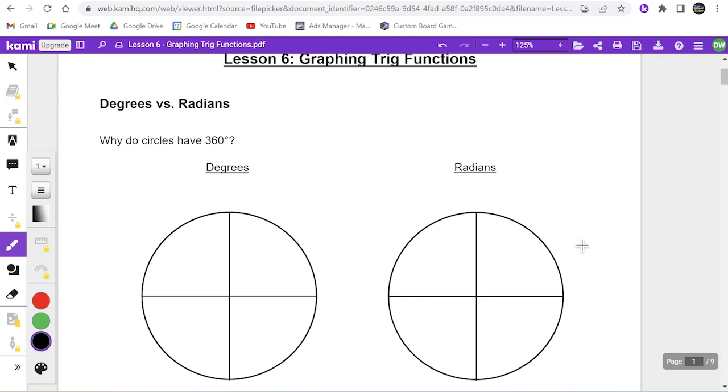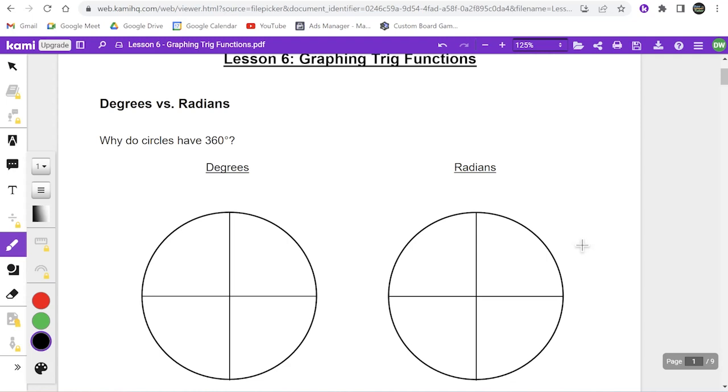So my first question for you is, why do circles have 360 degrees? And what I mean by that is 360 is an arbitrary number. It's probably something from the Babylonians because they used a number system based off 60. But honestly, 360 is just a random number. It could be 1,000. It could be 100. 360 is a random number.